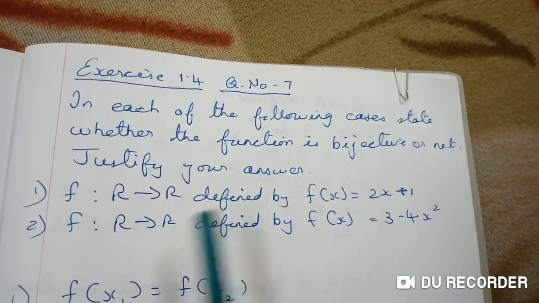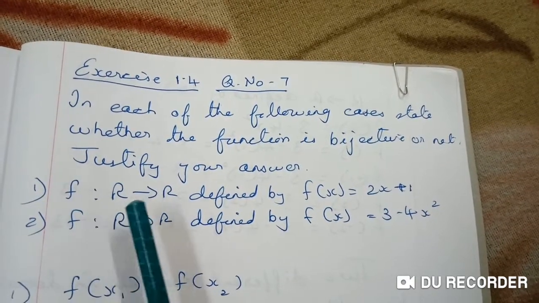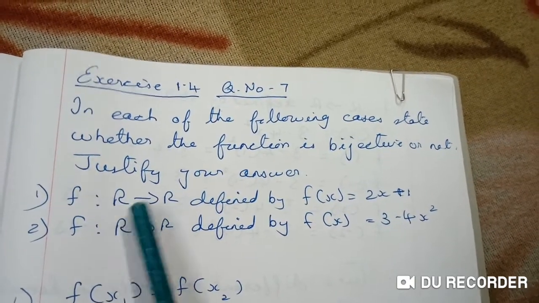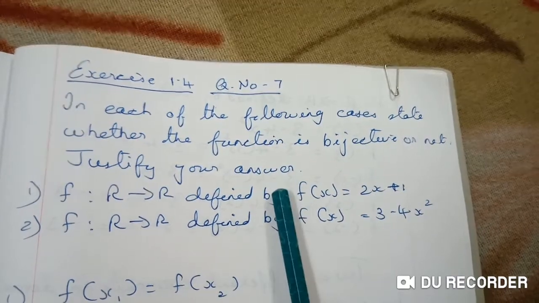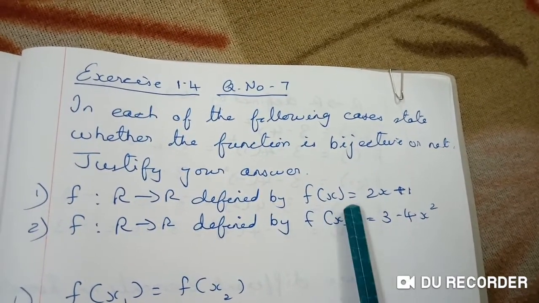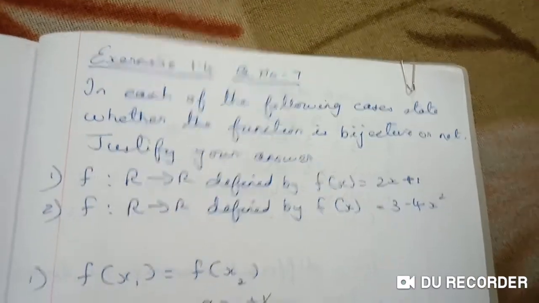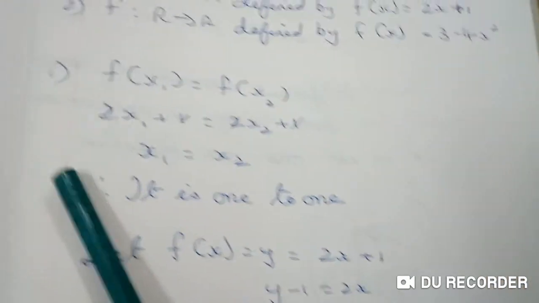And now we will go to the first one. Now the first one they have said the function is from a real number to a real number and the function is defined as f of x is equal to 2x plus 1. So now first we will find out whether it is a 1 to 1 function.